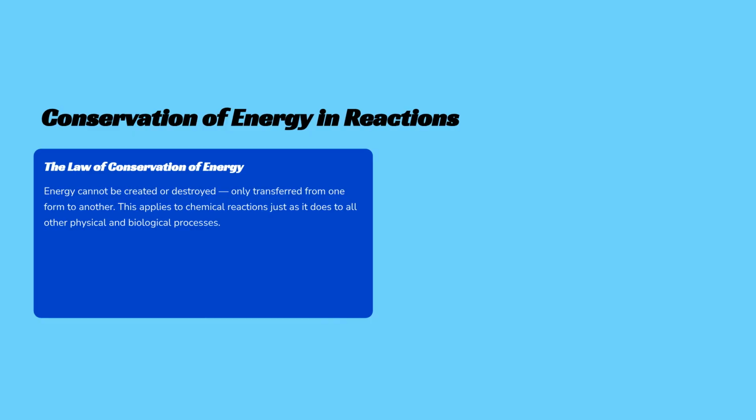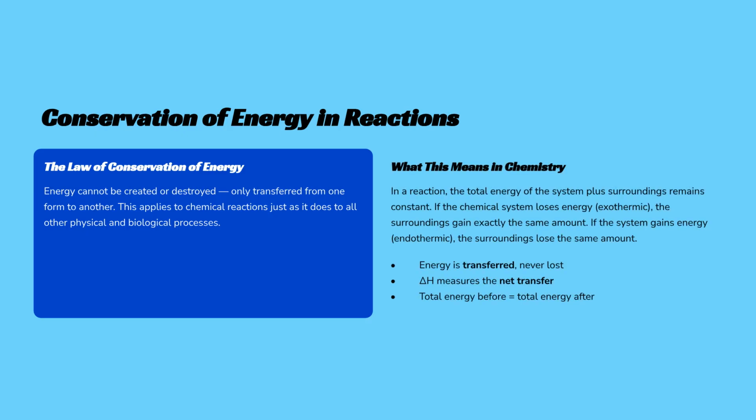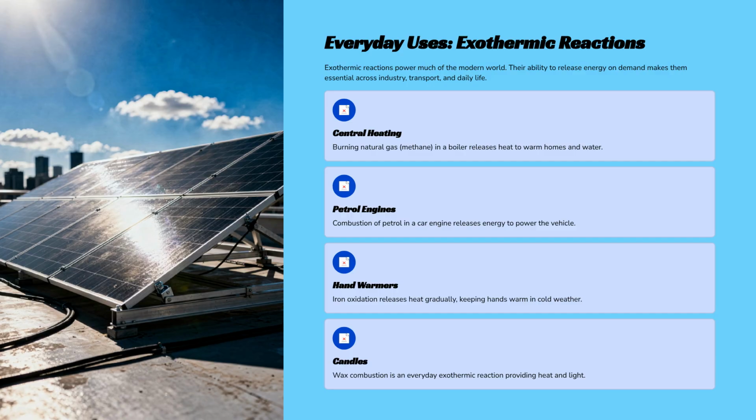The law of conservation of energy dictates that energy is only transferred, never created or destroyed. In a chemical reaction, any energy lost by the chemicals is gained by the surroundings, and vice versa. Delta H measures this net transfer.